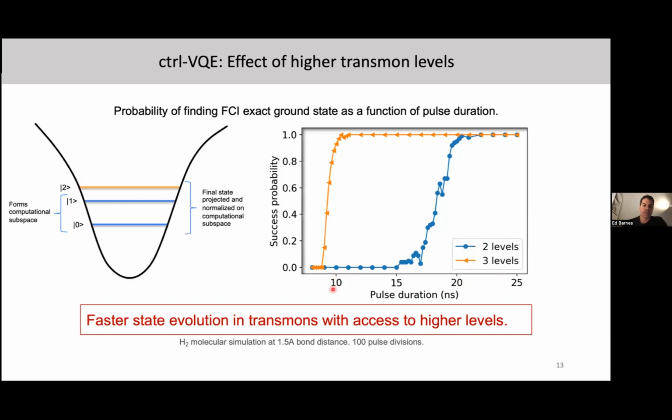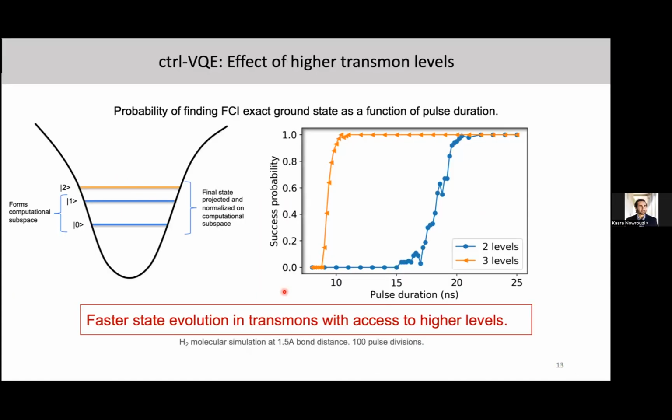So this is unusual, because normally we think about the presence of leakage states like this level 2 here as being problematic for algorithms, and generally you're trying to avoid leakage, especially if you're doing a gate-based approach. But here we're seeing that leakage is actually advantageous and that it's shortening the time it takes to arrive at the target state.